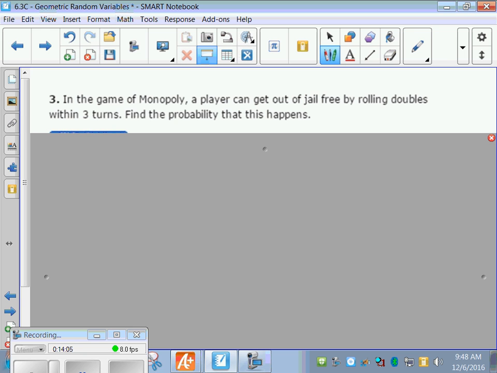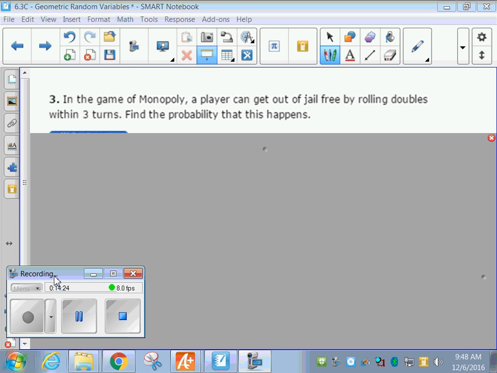And in the game of Monopoly, a player can get out of jail free by rolling doubles within 3 turns. Find the probability that this happens. So not exactly 3, but within 3. If you guys want to use a calculator on this one, you can. Make sure you write down what you plug in, what each one is.